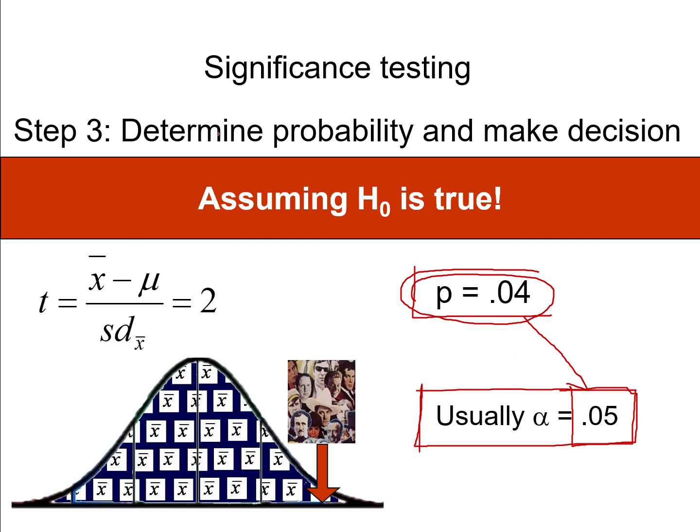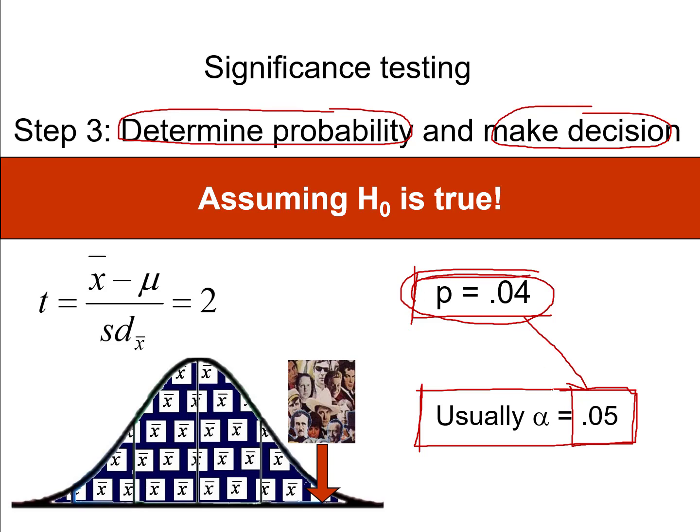So that's our third step. We determine the probability of our test statistic, assuming the null hypothesis is true, and then we make a decision. And we make that decision based on our probability. If our probability is less than 0.05, we say we've got results that are so improbable, it's highly unlikely to get a t-value this extreme if the null hypothesis is true. Therefore, we're going to reject the null hypothesis and claim to have discovered something in our research study.